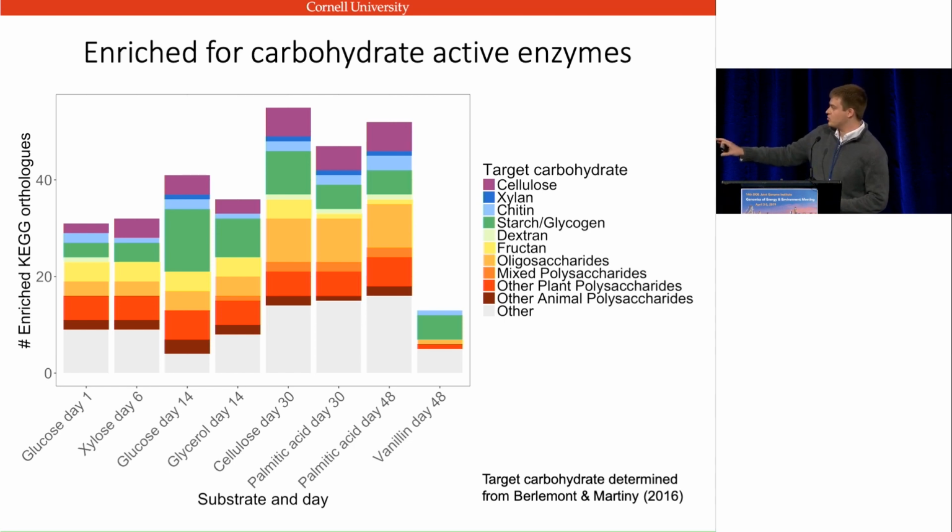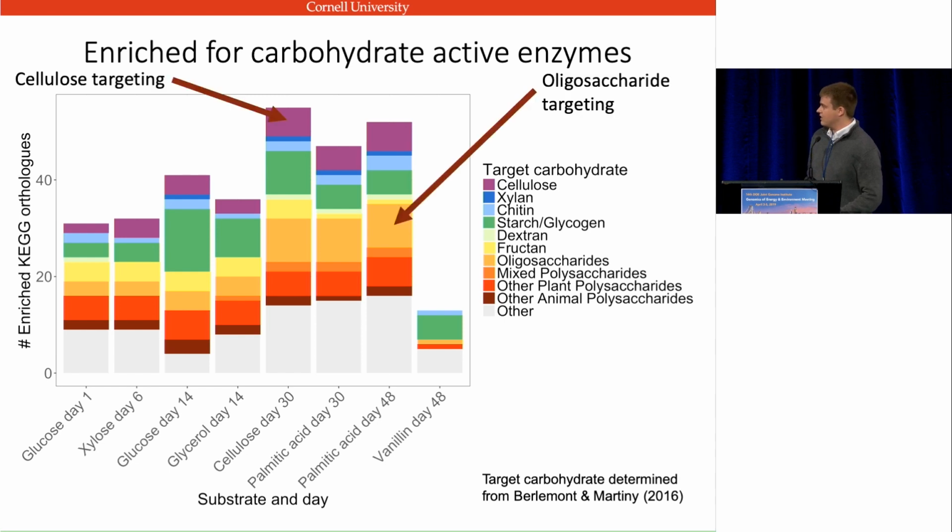And you can even see a trend where the palmitic acid samples and the cellulose samples have more of these enriched glycosyl hydrolases. And largely, this seems to be driven by these enzymes targeting oligosaccharides and cellulose. Interestingly, we don't see much enrichment of these glycosyl hydrolases in the vanillin sample, despite the fact that we do believe that we are enriching for these oligotrophs. And so I believe that this really suggests that there's just a great diversity of metabolisms of these oligotrophs.